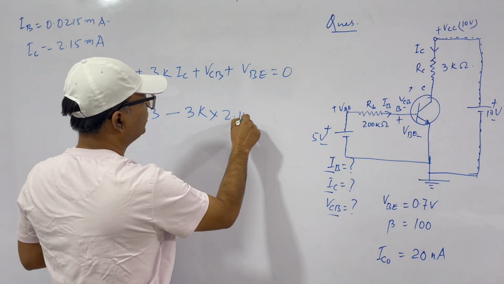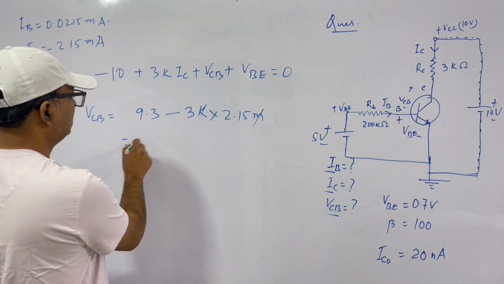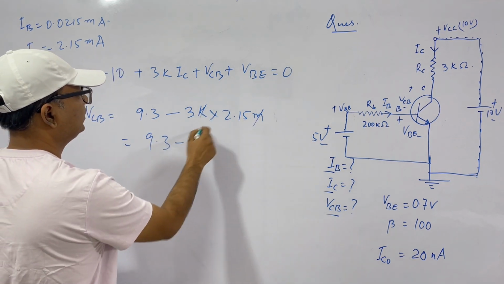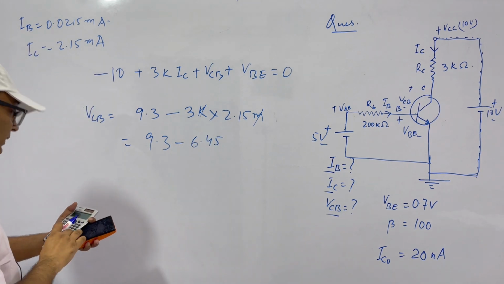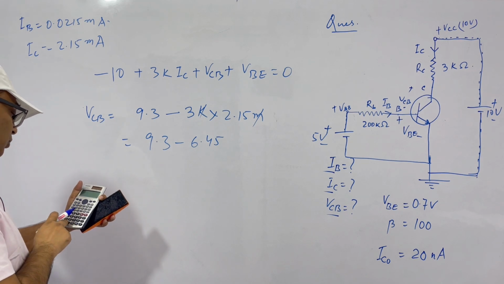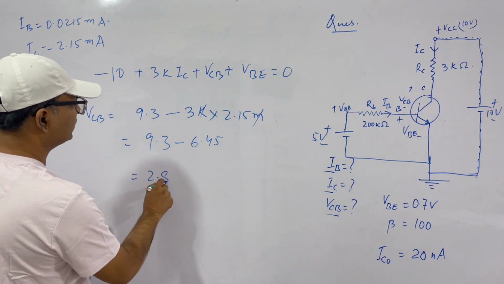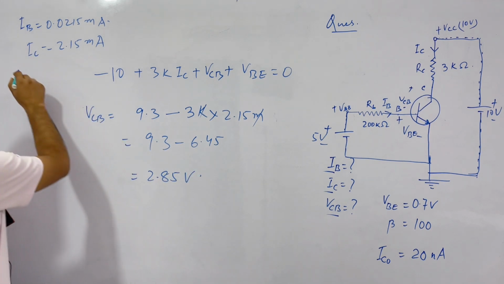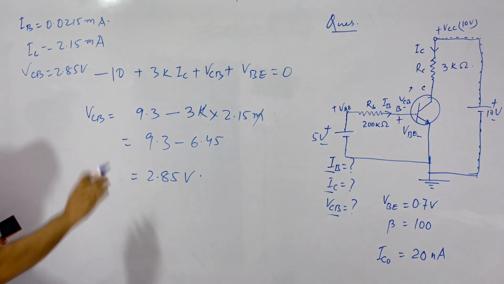We have 2.15 milliampere, so milli and kilo cancel. This is equal to actually 9.3 minus 6.45. So this is equal to 2.85 volts. So our VCB is 2.85 volts. Clear? We have found our answer.